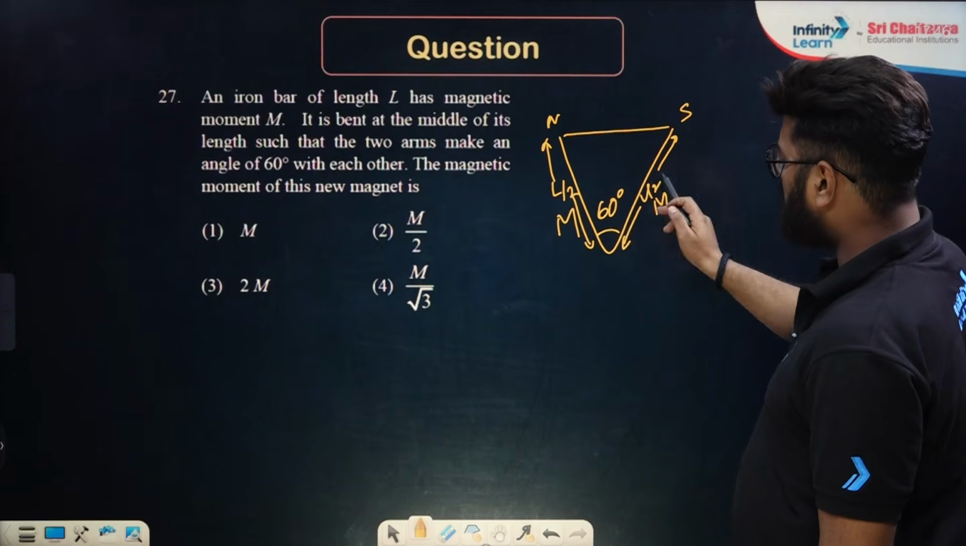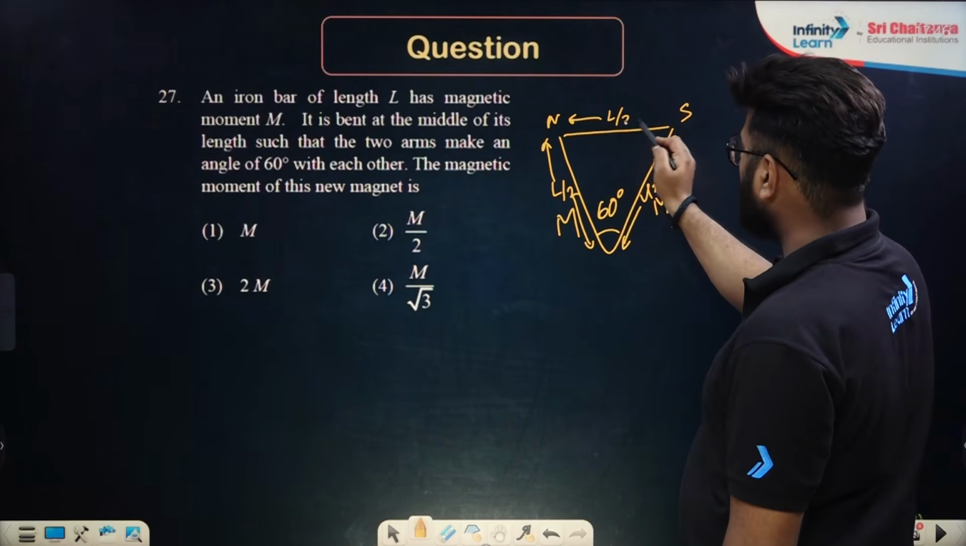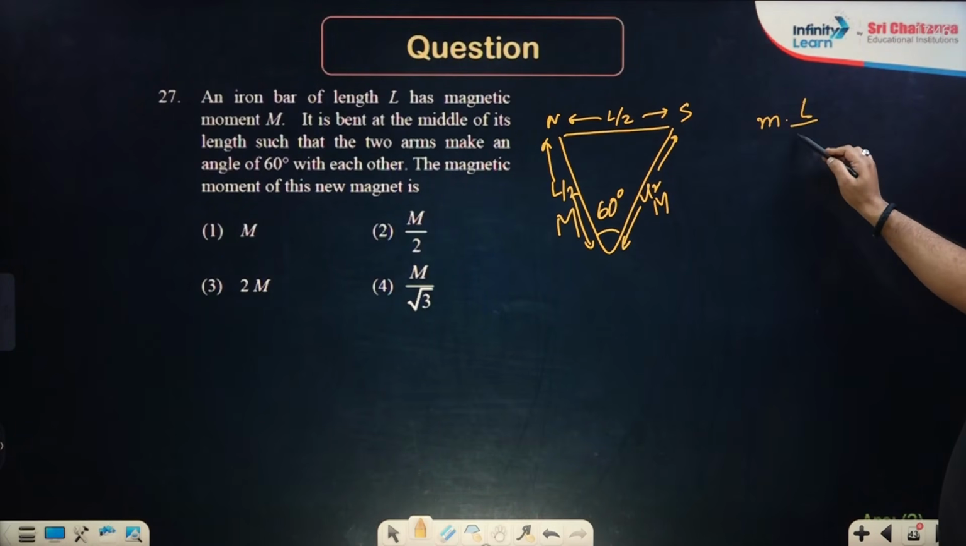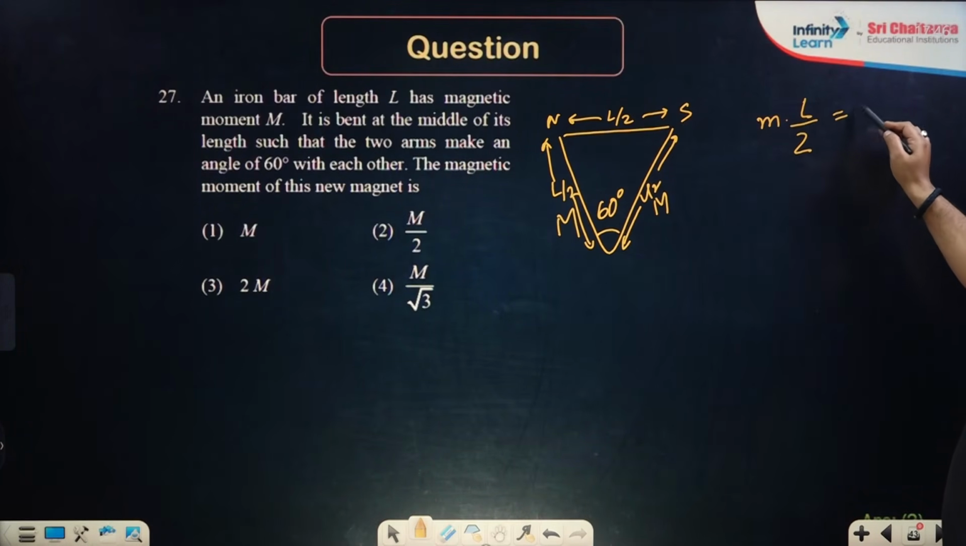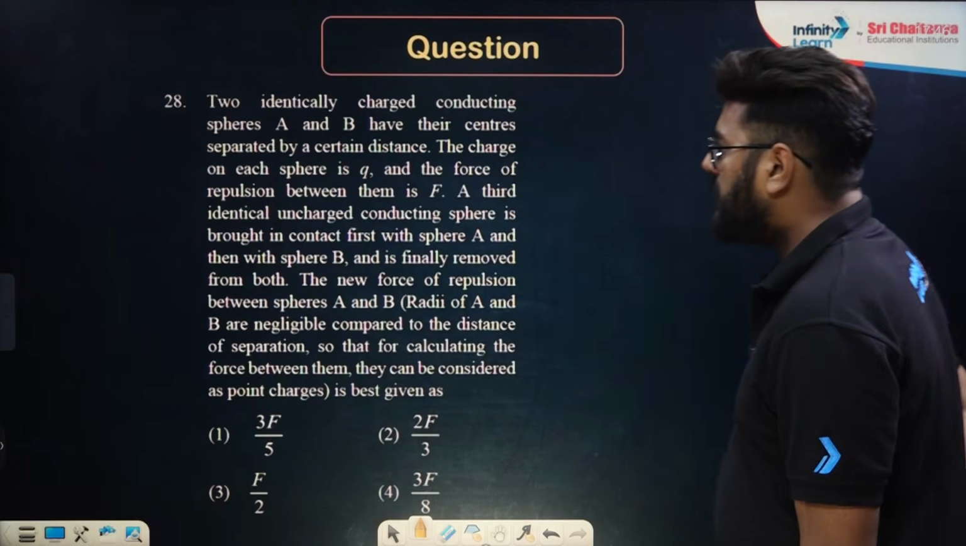But what about this length? So don't you think this is turning out to be an equilateral triangle? That means this will also be L by 2. So it is going to be whatever is the pole strength into the length, which is L by 2. Now small m into L was capital M. So it is turning out to be M by 2. Option number 2 is correct.